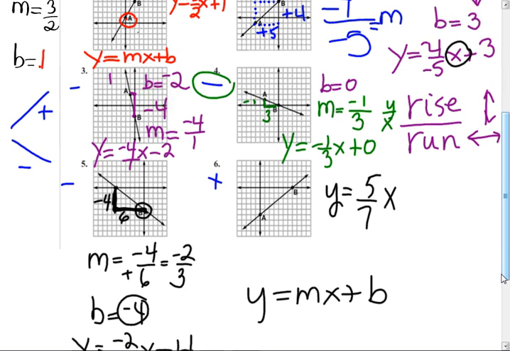Because this is a rule that if I tell you what the x value is, you could find the y value that lies on that line. Not in math, unfortunately.